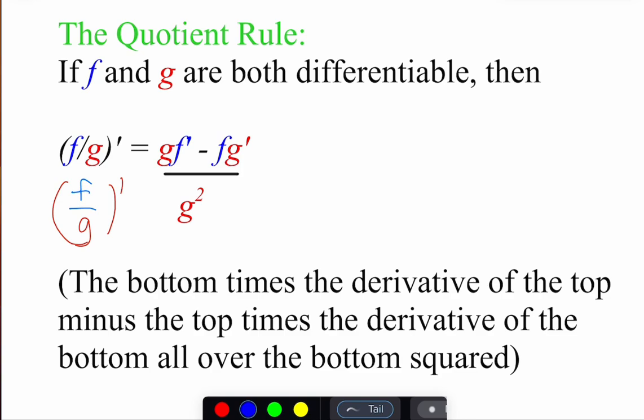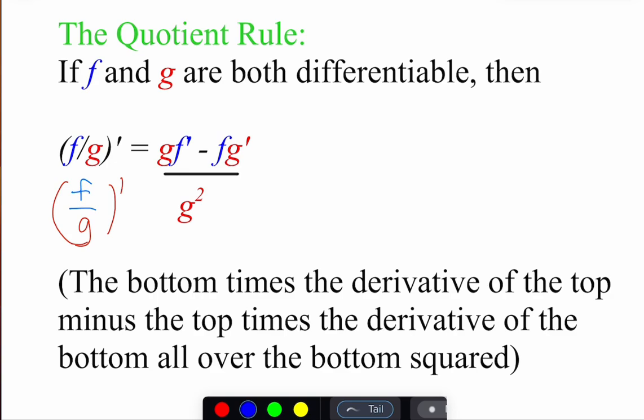So let me say it again. It is the bottom times the derivative of the top minus the top times the derivative of the bottom, all over the bottom squared. You have to memorize that formula, okay? Super, super important, because there are some things we can't divide nicely. So this formula allows us to take a derivative of a fractional function very quickly.